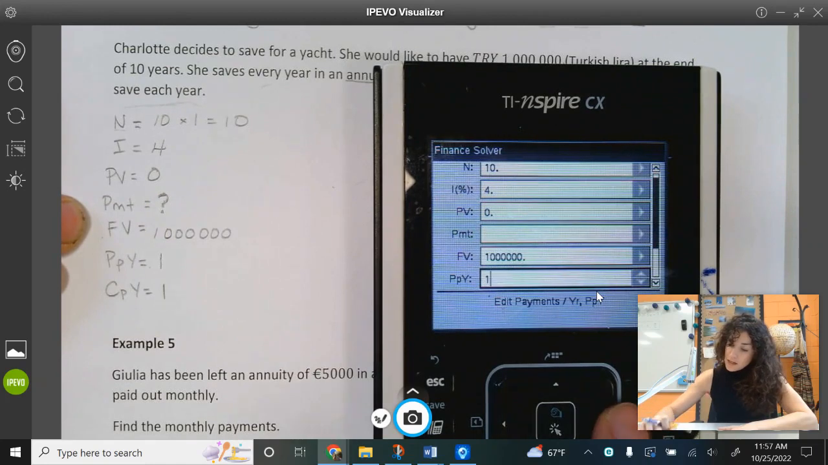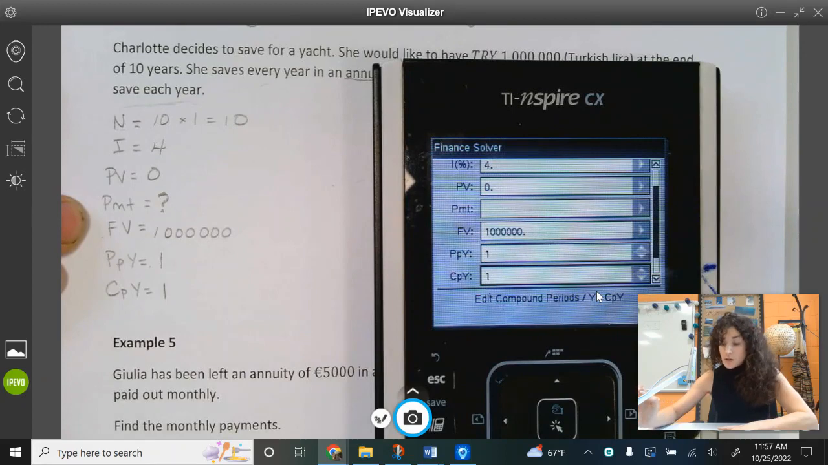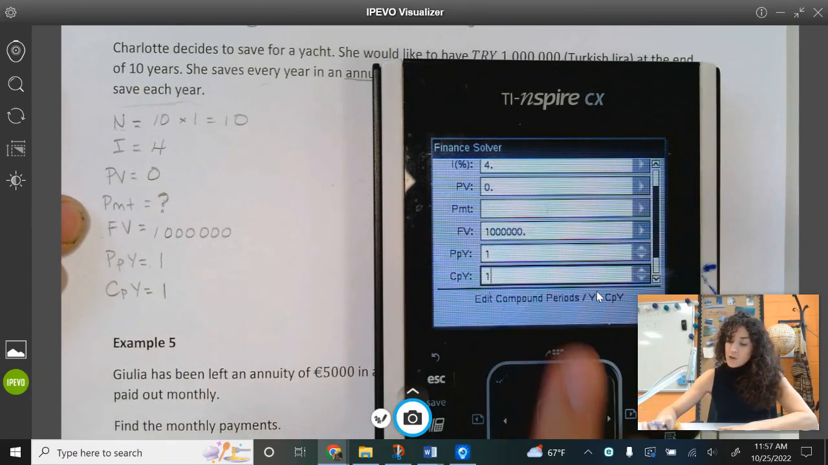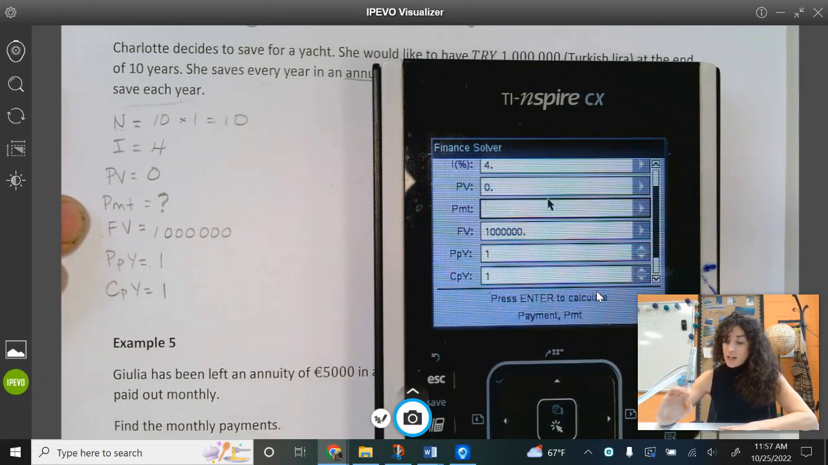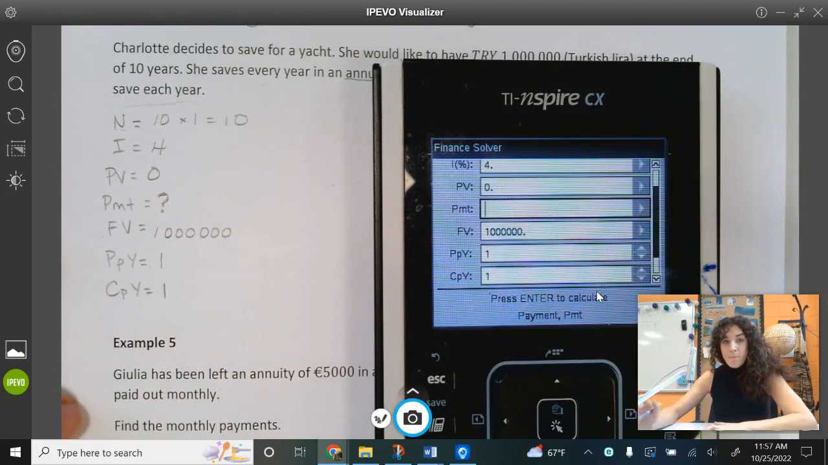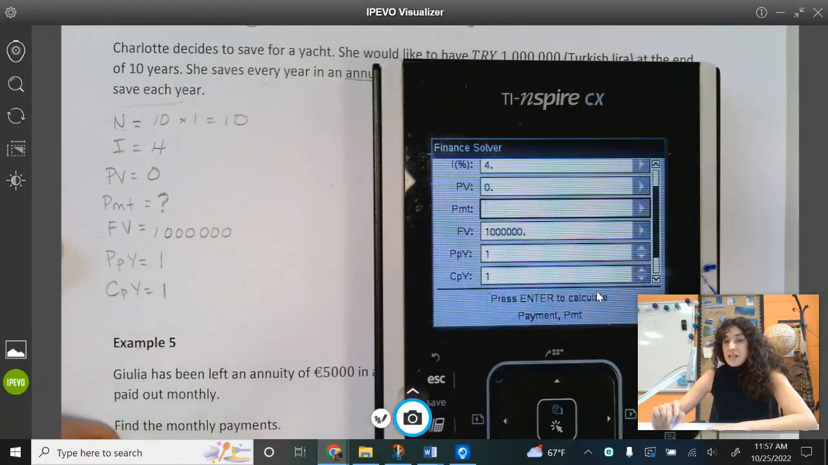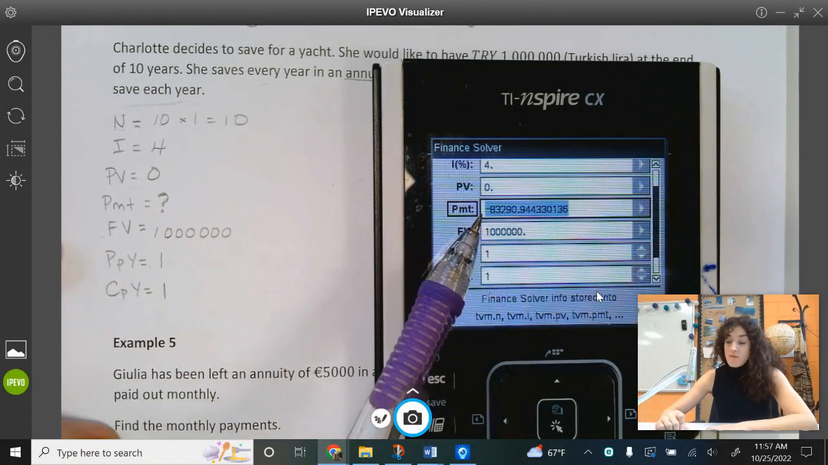Payments per year, 1. And if I scroll down, it does this. So I have to scroll to the right twice before I can scroll down, which is annoying. It's also 1. Instead of scrolling up, I'm just going to move my cursor to go up, right? This is the PPY and the CPY. If you scroll up or down, it changes the number. It gets really frustrating. I get really annoyed by it. So what I do is I just use my cursor to get out. Okay. You put all of this in and then you press enter and it gives you the value.